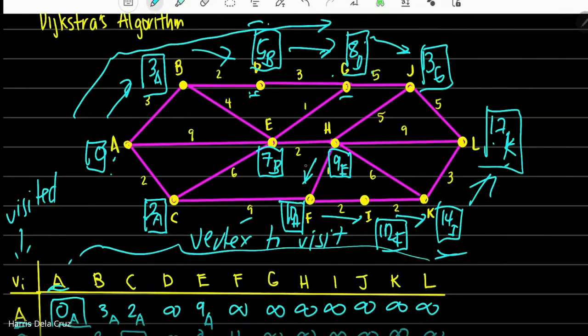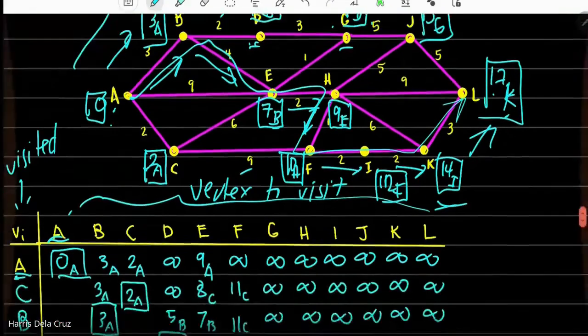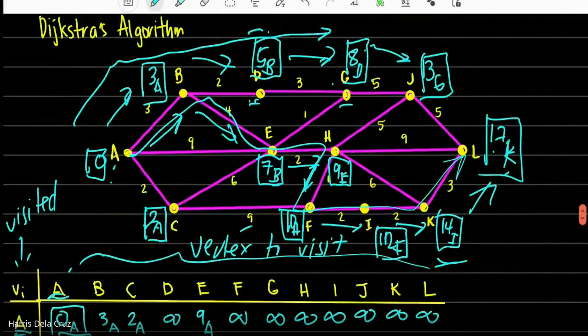Si H, ang shortest path from A manggagaling kay E. Si E, ang shortest path from A manggagaling kay B. Subscript niya B. Tapos si B manggagaling kay A. So that's your path. That's your shortest path from A to L. So again, it doesn't just tell us the shortest path directly from A to L, but also the shortest path from A to any of the vertices in the graph. Okay? So if you also want to get the shortest path from A to any vertices of the graph, na-compute mo na rin yun using this algorithm.